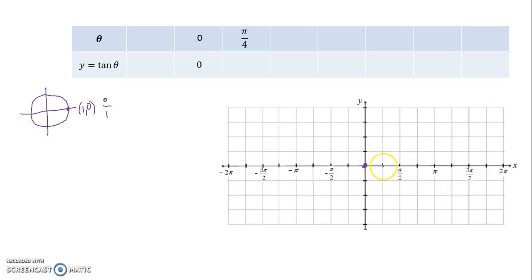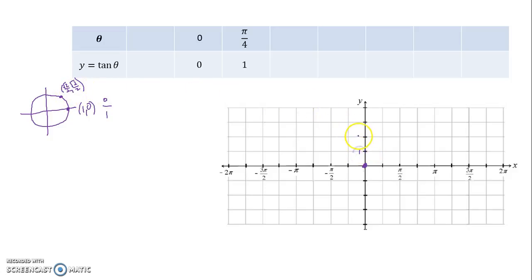Next I'm going to go to my pi over 4. So that would be this dot right here. The reason I skipped the pi over 6 is because it's just not a pretty number to graph. I already know that from my experience with tangent. I'm going to try to stick to ones that are going to be a little bit nicer to get on my graph. For pi over 4, you have radical 2 over 2 and radical 2 over 2. When you divide y divided by x, something divided by itself, that's just 1.